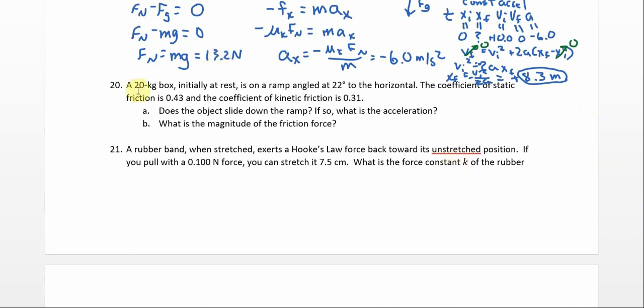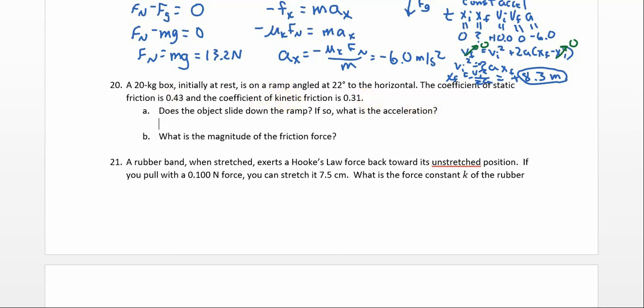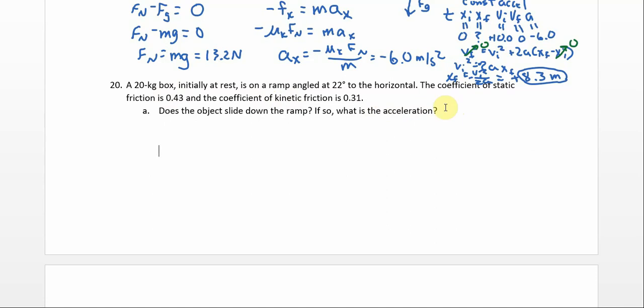Number 20. A 20 kilogram box initially at rest is on a ramp angled at 22 degrees to the horizontal. We have the two coefficients of static and kinetic friction. First question is, does the object slide down the ramp? And if so, what is the acceleration? Okay.